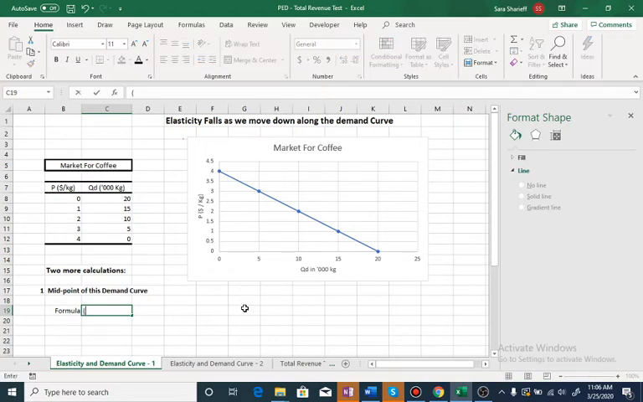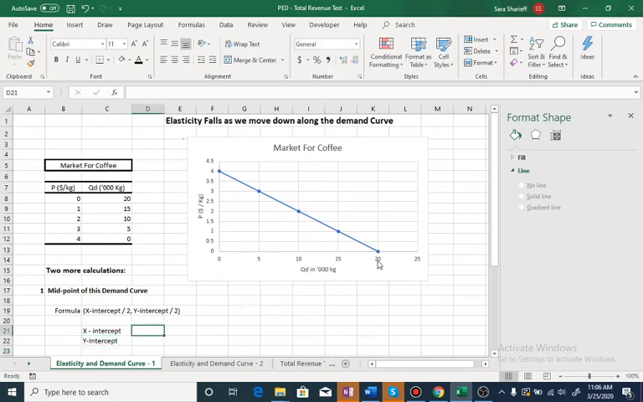The formula for midpoint is x-intercept divided by 2 and y-intercept divided by 2. Midpoint is basically the value of the variable on the x-axis and the value of the variable on the y-axis at the midpoint of the demand curve. What is your x-intercept here? And what is your y-intercept here? Naturally, x-intercept is that point at which your graph touches the horizontal axis. In case of demand curve, x-intercept is the value of quantity demanded when price is equal to 0.